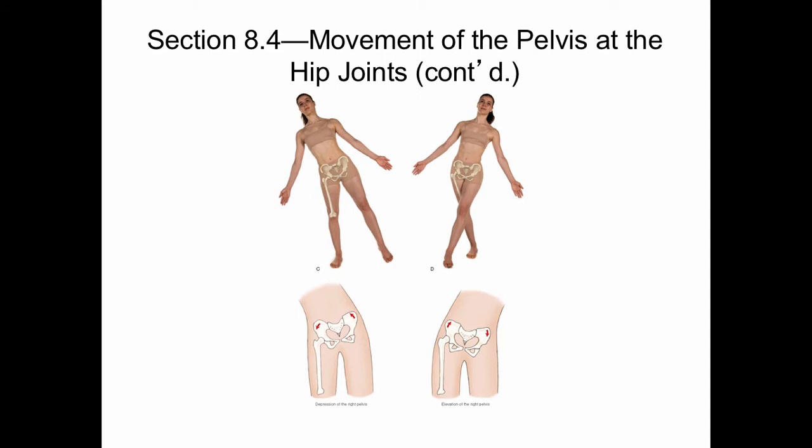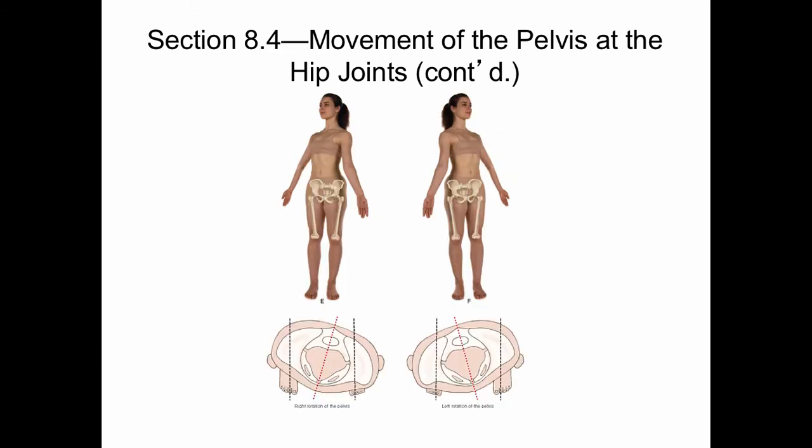The pelvis can depress or elevate on one side in the frontal plane around a vertical axis. When the pelvis elevates on one side, it depresses on the other, and vice versa. The pelvis can rotate to the right or to the left in the transverse plane around a vertical axis.